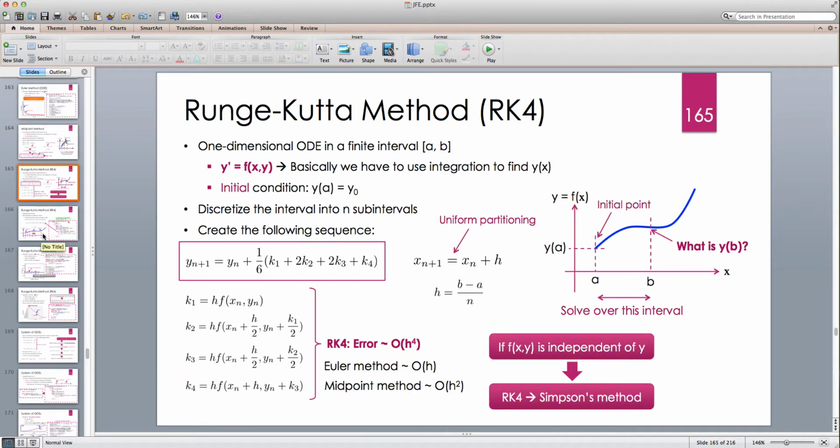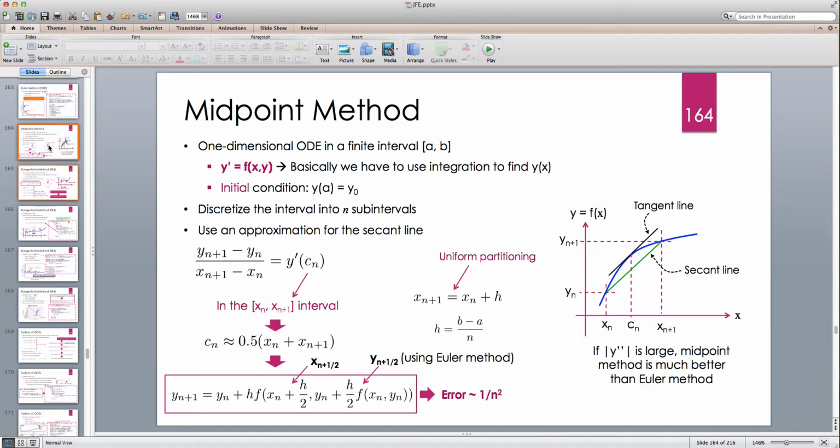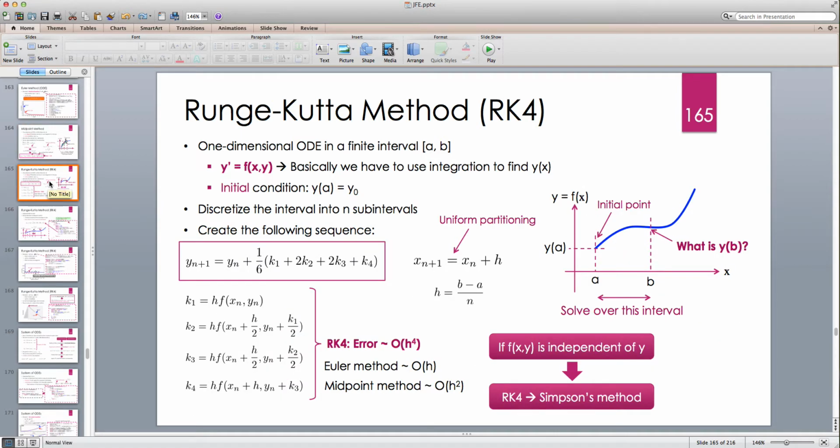And then we said that we can extend this way of thinking about increasing the accuracy of the solution by going to higher order approximations, and the famous one is Runge-Kutta fourth order, okay? And it creates a sequence yn plus 1, which is yn plus 1 over 6 times k1, 2k2, 2k3, k4. And again, uniform partitioning, and k1, k2, k3, k4 are given by these equations. And so for the fourth order Runge-Kutta, that gives us an h to the fourth error. So it's a fourth order error. We have to evaluate 4 times, all right?